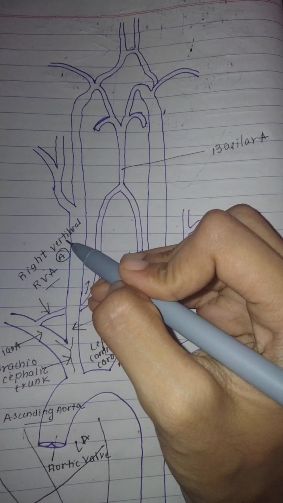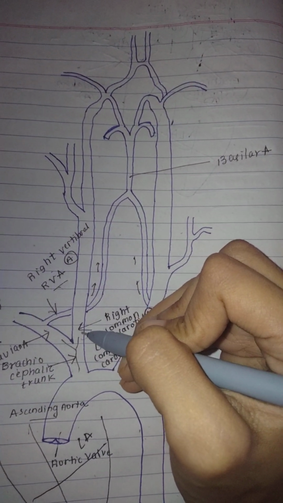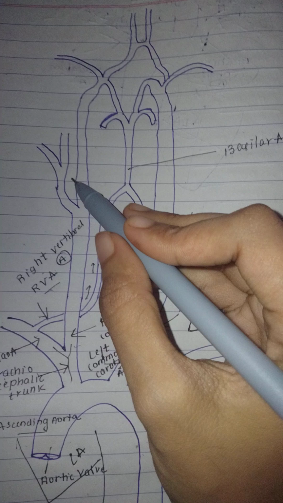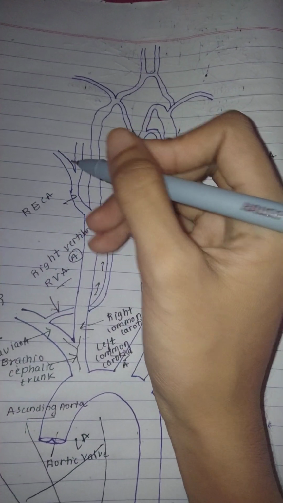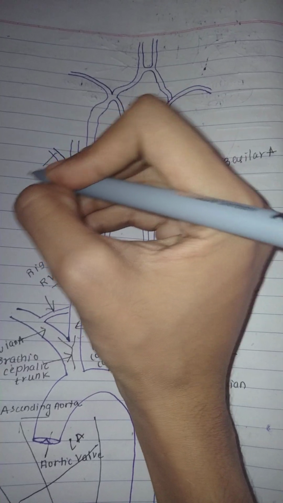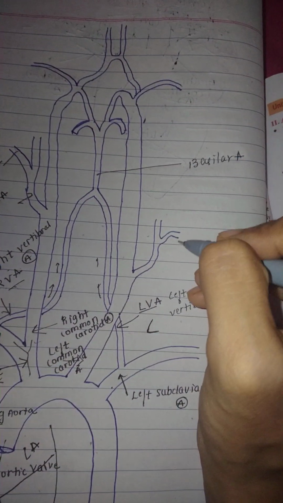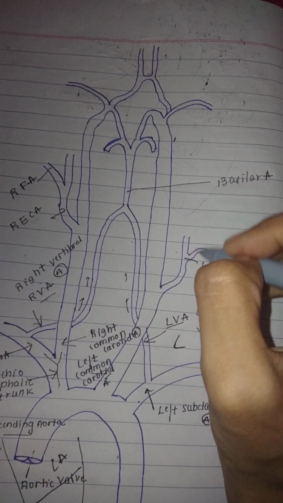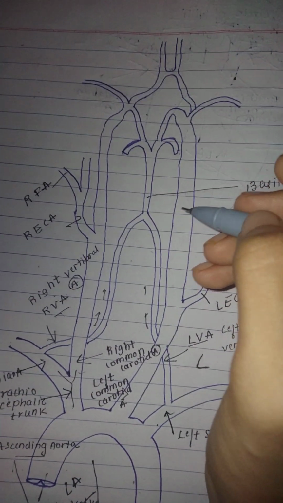Here we can see the right vertebral artery on this side, and here is the right common carotid artery. In this right common carotid artery, one more branch you can see. This is called the right external carotid artery. And this particular branch is going to supply the face, that is called the right facial artery. And on the left side it will be the left facial artery, and this will be called the left external carotid artery. I hope this is clear.